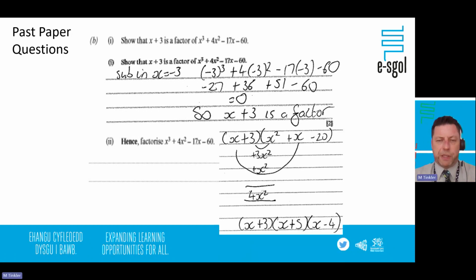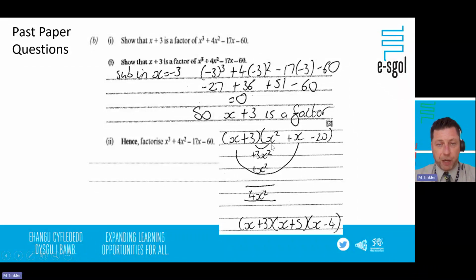Okay, so here's my answer. x plus 3 is the first bracket. To make the second bracket, x times x squared gives me the x cubed, and 3 times negative 20 will give me negative 60. So I know the small number underneath the x squared term.